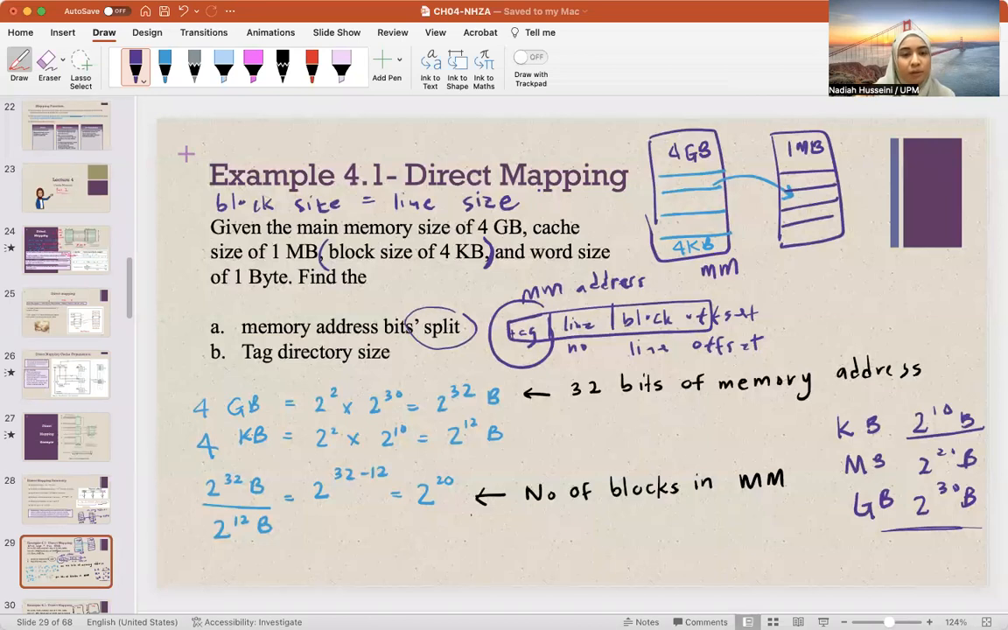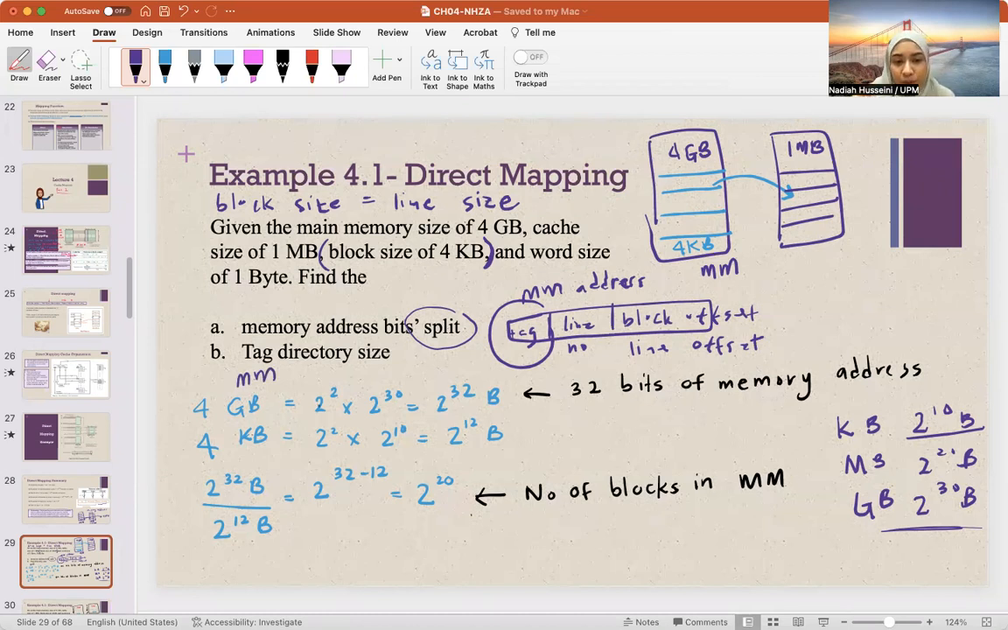So we already know that the line size is supposed to be 4 kilobyte as well, because it should be the same. Okay, so back to this calculation over here, we found out that the main memory size is 2 to the 32 byte, right? And then we found out that the block size is 4 kilobyte. And then from there, we found out the number of blocks in the main memory.